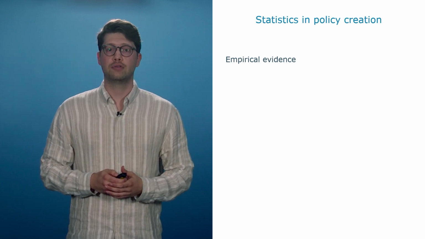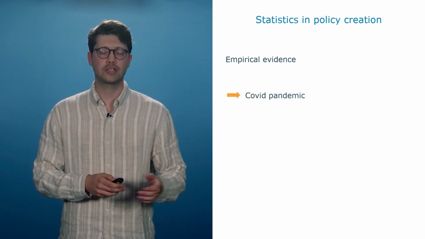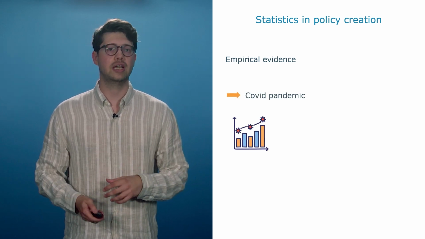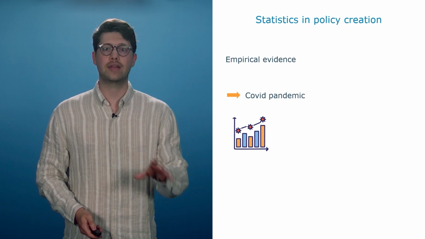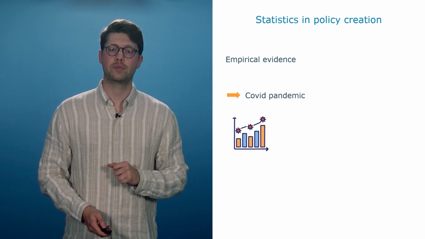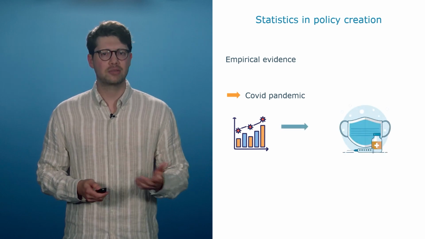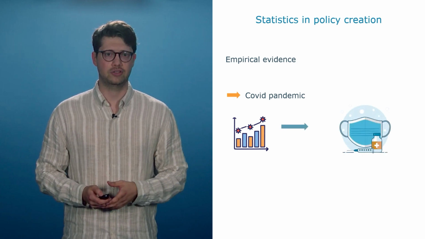policies. For example, during the COVID pandemic, policymakers relied on infection rates, hospitalization data, and mortality rates to understand the spread of the virus and its impact on different populations. This data then informed decisions on lockdowns, mask mandates, and vaccination campaigns.